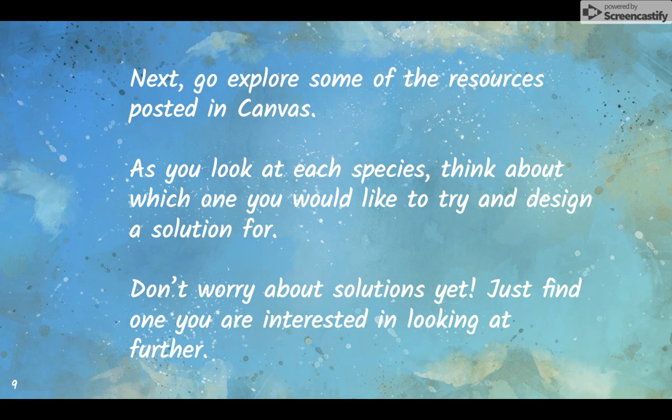The next step we want you to do is go and explore some of the resources that are posted in Canvas. You can even look outside of Canvas to see if you can find more information on different invasive species. Just make sure that that species is in Tennessee. As you look at these species, think about which one you'd like to try and design a solution for. Don't worry about solutions yet. Just find one you're interested in looking at further. So off you go. Go check out some resources on Canvas.